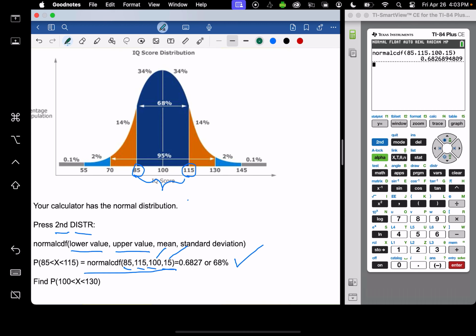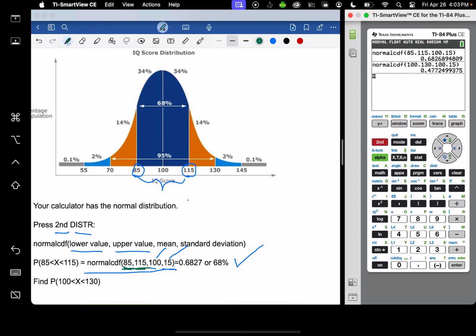Find the probability that x is between 100 and 130. So same process again. I'm just going to be changing these 2 values. Actually, you can be lazy and do second entry, and then just go back in here and change the values. 100, second insert 0, so I don't have to retype everything. 130, and then everything else is the same.